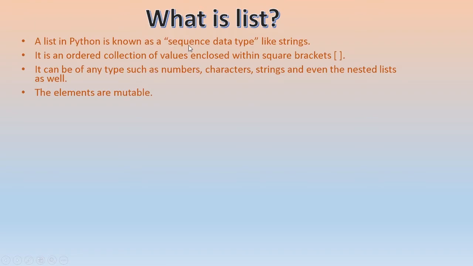A list in Python is known as a sequence data type like string. Already you know string is a data type, so list is also a data type. It is a sequence data type. It is an ordered collection of values enclosed within square brackets. That is, a list contains many values which are enclosed within square brackets. It can be of any type such as numbers, characters, strings and even a nested list.